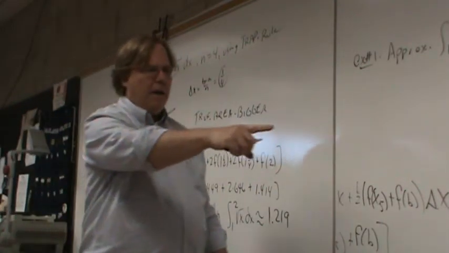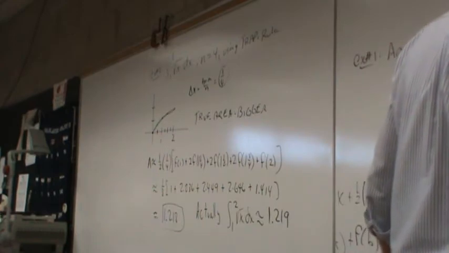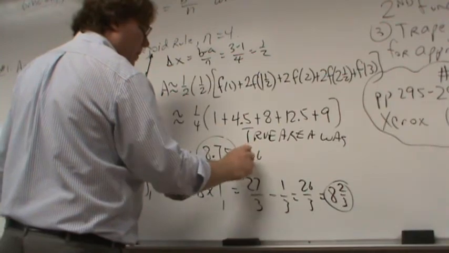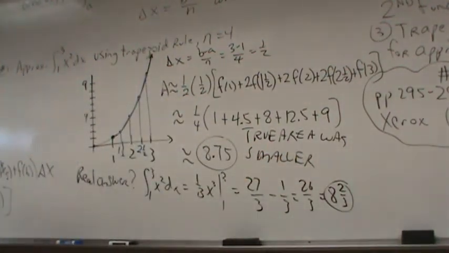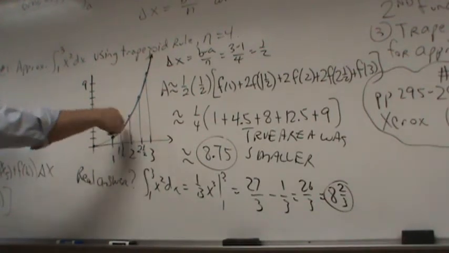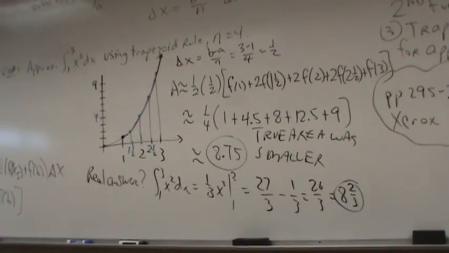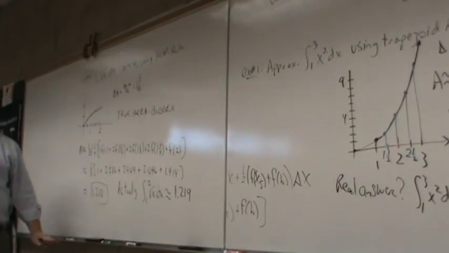But look at this guy. Did you notice how here the true area was smaller? Why would that be? Why would trapezoids overestimate the area in this graph, but underestimate the area of that graph? What was it about those graphs that made it that way? Yes, Leilani? The concavity. Thank you. You guys okay with that? That's something they want you to know.